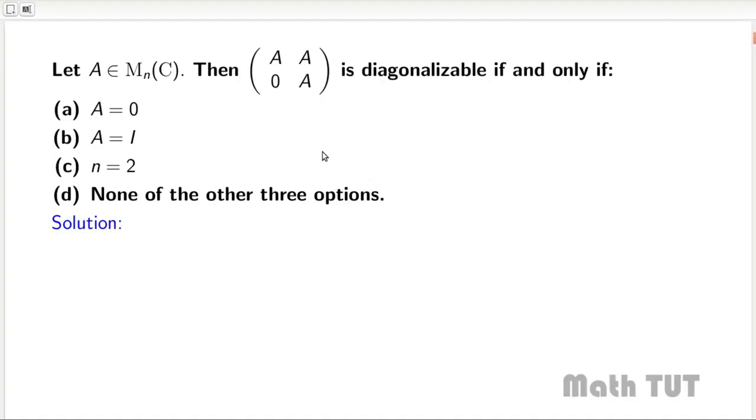The problem is: if A is an n by n matrix, and we're given a block matrix over here, the question is whether this block matrix is diagonalizable if and only if A is a zero matrix, or A is an identity matrix, or n is equal to 2, or in fact none of the other three options are correct.